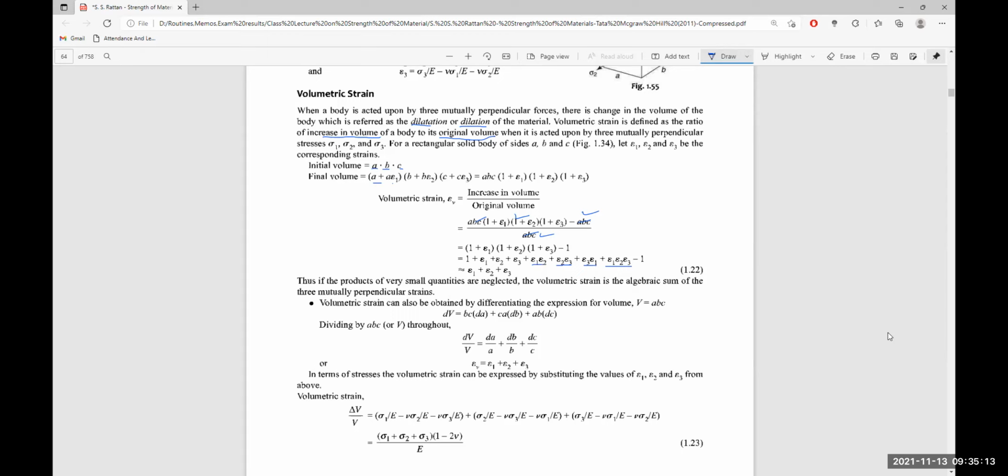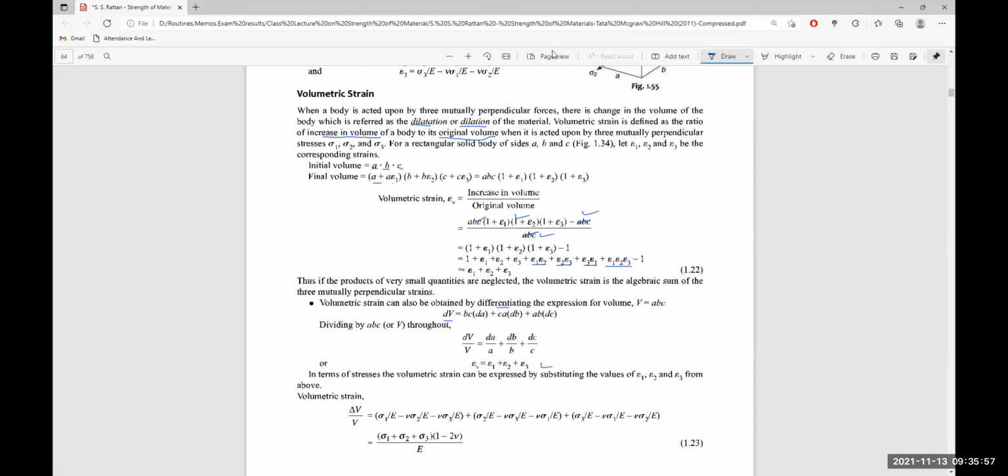What we are doing, so the volumetric strain is the summation of the strains along sigma 1, sigma 2, and sigma 3 stresses itself. Thus, we can also have volumetric strain by differentiation, where dV will be BC into dA plus CA into dB plus AB into dC. If we divide both sides by V, then dV by V is the volumetric strain, dA by A is epsilon 1, plus dB by B is epsilon 2, plus dC by C is epsilon 3 itself.